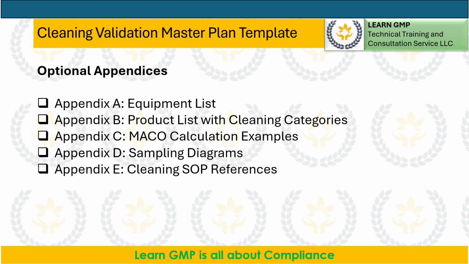Optional appendices. Appendix A, equipment list. Appendix B, product list with cleaning categories. Appendix C, MACO calculation examples. Appendix D, sampling diagrams. Appendix E, cleaning SOP references.